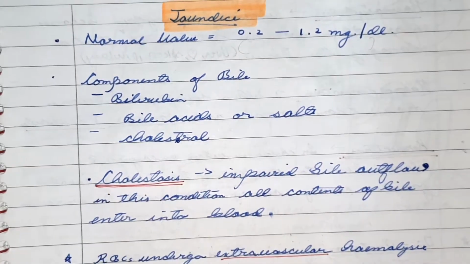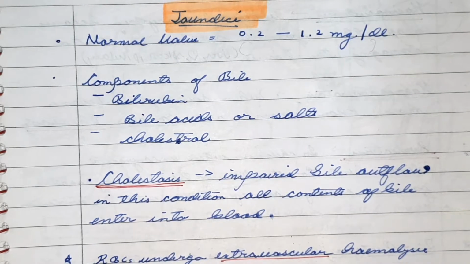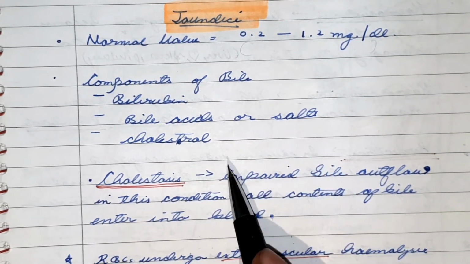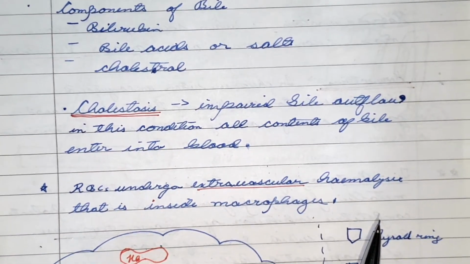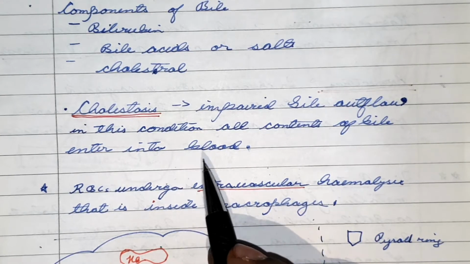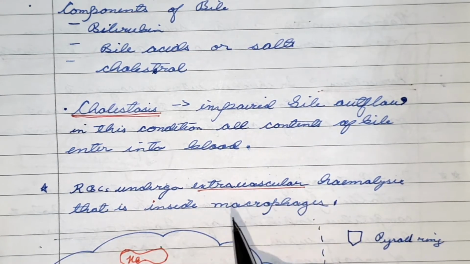Now what are the components? We have to first understand what are the components of bile. It consists of bilirubin, bile acids or salts, and cholesterol. Let's talk about cholestasis. It means impaired bile outflow. In this condition, all content of bile enters into blood.